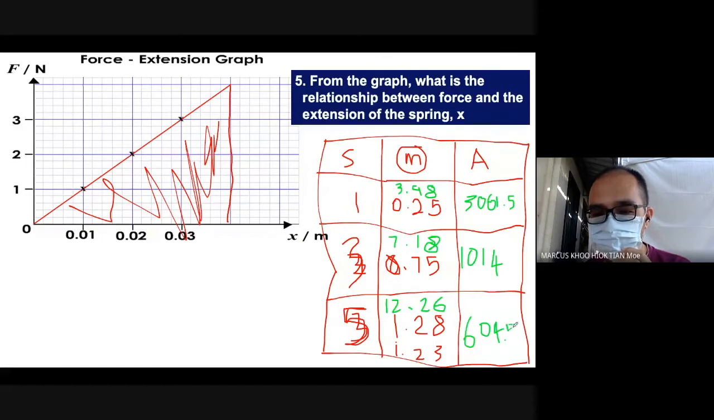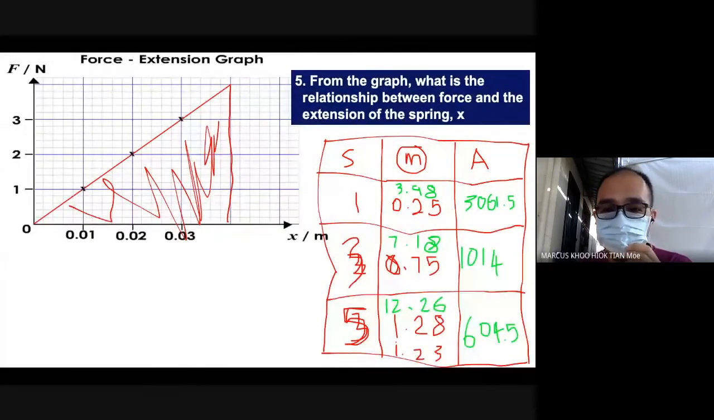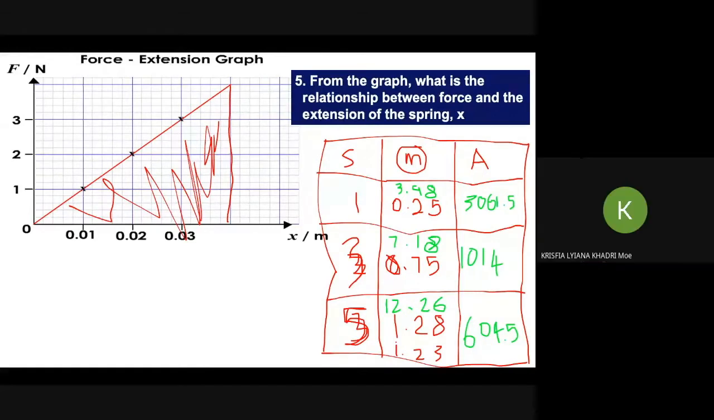How about the rest? Are these values about the same? If you calculate correctly, it won't be too far off. It may be a little bit different, like maybe tens different, but it won't be like a thousand difference. What about the rest of you? What do you think?